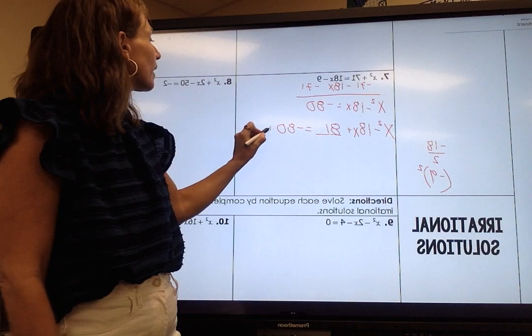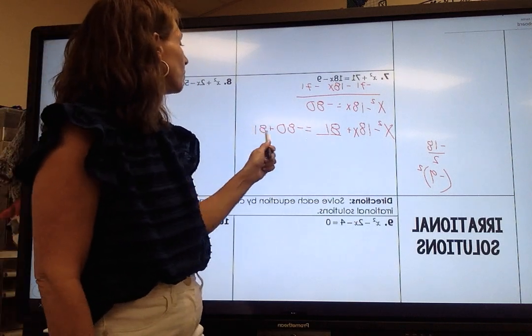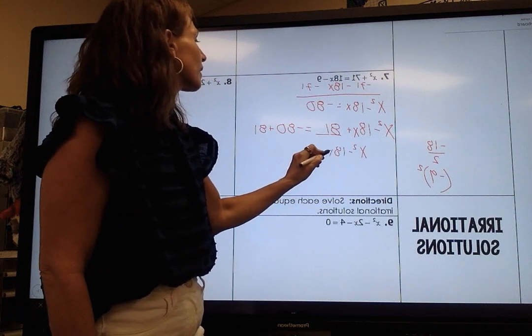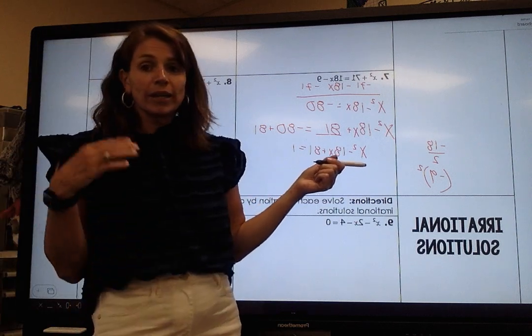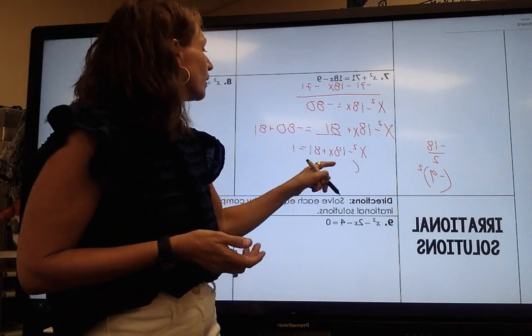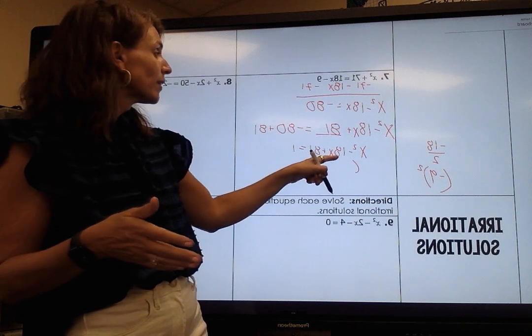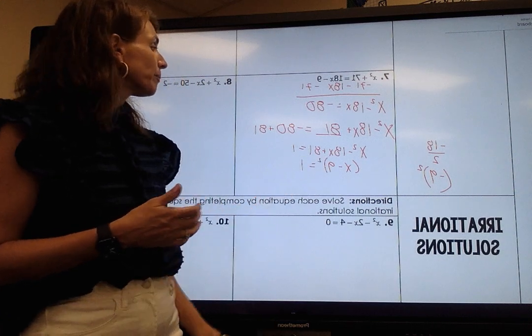Whatever you do on one side, you do on the other side. And this becomes positive 1. So I get x squared minus 18x plus 81 equals 1. Now I can do that perfect square. So two numbers that multiply together give me 81, and add together to give me negative 18 is negative 9. So x minus 9 squared equals 1.